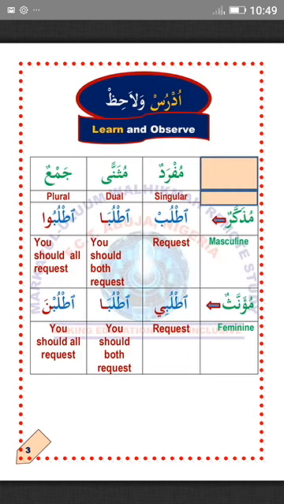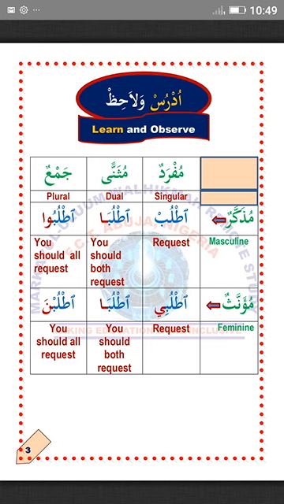Udurus, learn. Walahis, and observe at the same time. Mufradun, singular. Muthanna, dual. Jamu, plural. Mufrad, singular. This is a word in Arabic that means only one. Muthanna, dual. This is a word in Arabic that means only two. Jamu, plural. This is a word in Arabic that means more than two, from three upward. Plurality in Arabic starts from three upward, unlike English where it starts from two upward.